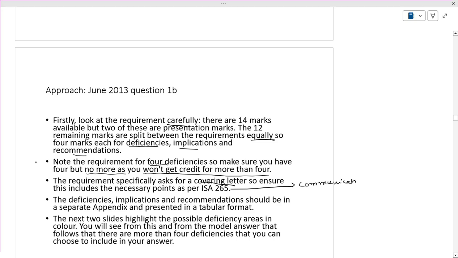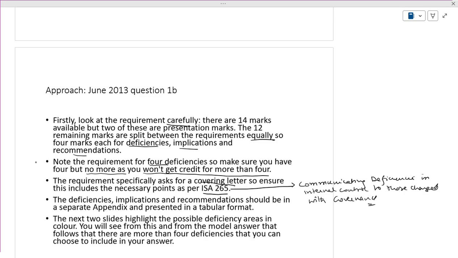Communicating deficiencies in internal control to those charged with governance. Now you understand why I am talking about this. So ensure that this includes the necessary points as per ISA 265. It talks about communicating deficiencies in internal control to those charged with governance.